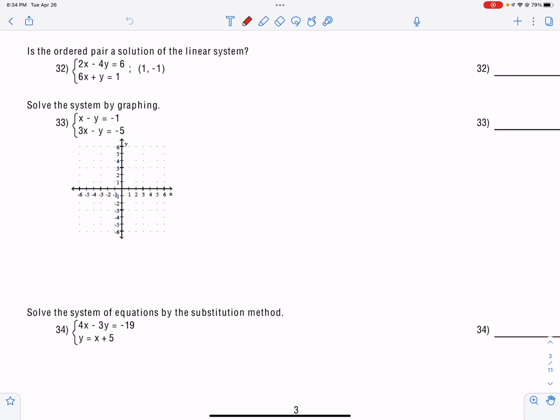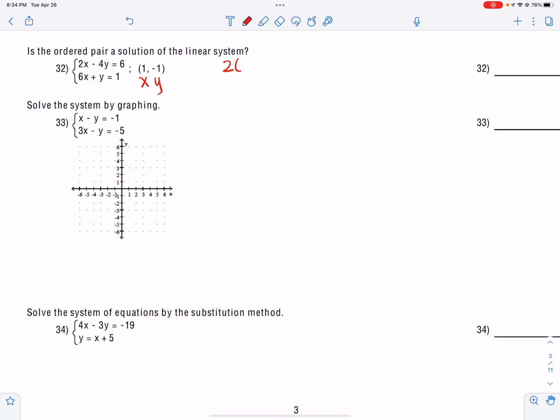Okay, Math 102 final exam review starting with number 32. We're getting into systems of equations. So in the first one, you are just substituting the given x value and the given y value into both equations to see if they give you a true statement.